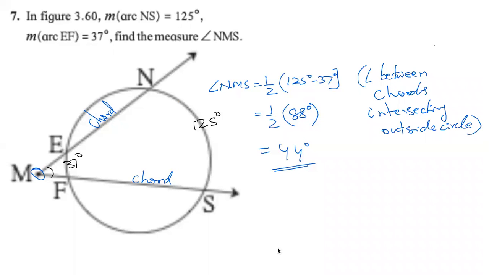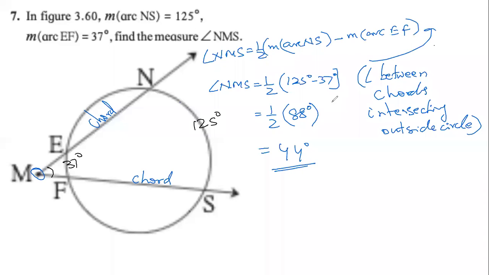And that is, if we start by saying angle NMS equals half measure of arc NS minus measure of arc EF, and this reason written here, and then we can write this. This is the ideal answer. You will get full marks. If it is for 5 marks, you will get 5 marks. If it is for 3 marks, you will get 3 marks. If it is for 2 marks, you will get 2 marks.